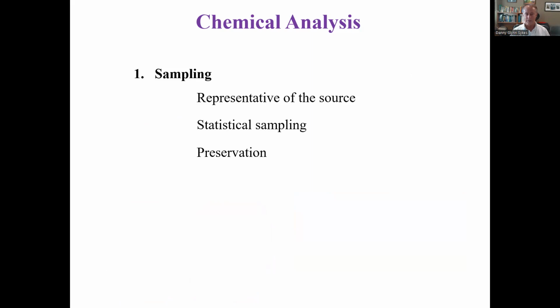Because many matrices are heterogeneous in nature, I want to make sure that whatever I sample is representative of the matrix of that particular material as a whole. So I want to perform some type of statistical sampling as well, because with one sample, if I mess up, I don't know that. If I collect multiple samples and perform multiple analyses, I have a little bit better handle on whether there's a mistake, a random error or a systematic error, that I've introduced into my sample preparation or chemical analysis. And also how to preserve samples as well.